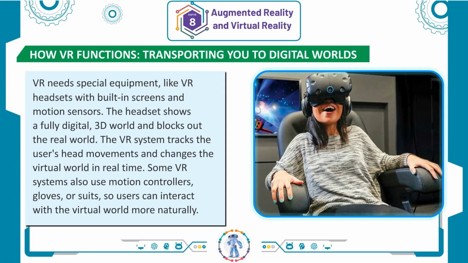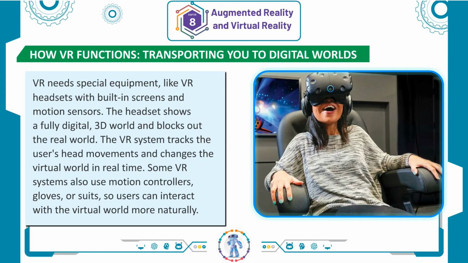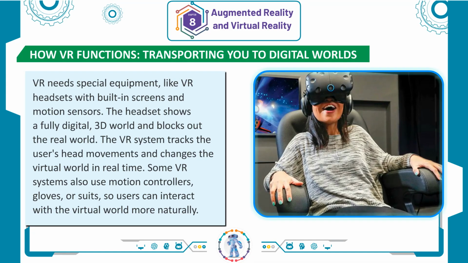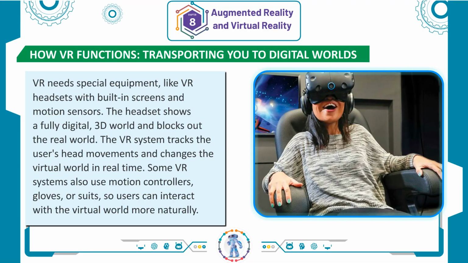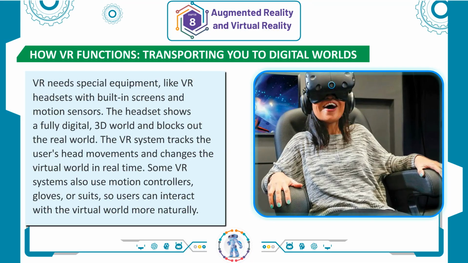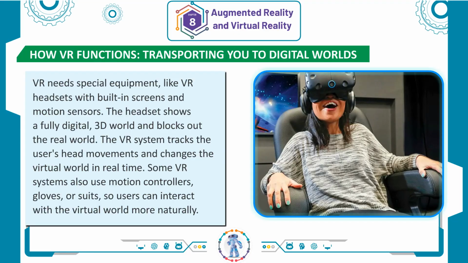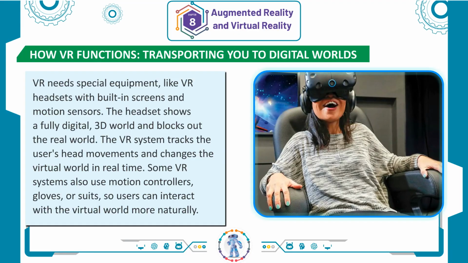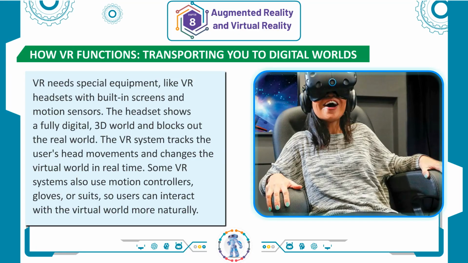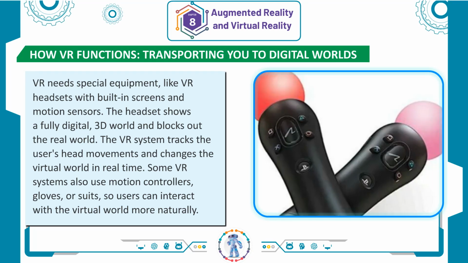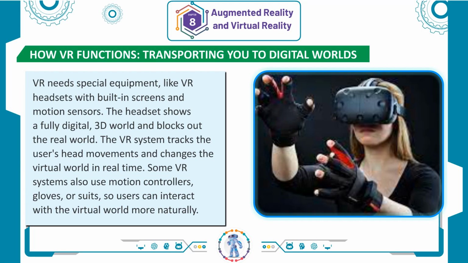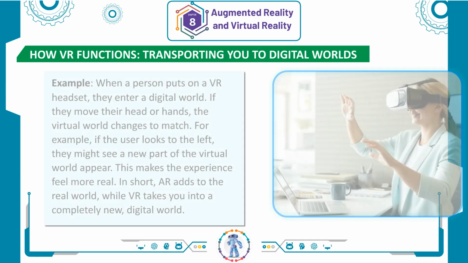How VR functions, transporting you to digital worlds. VR needs special equipment, like VR headsets with built-in screens and motion sensors. The headset shows a fully digital, 3D world and blocks out the real world. The VR system tracks the user's head movements and changes the virtual world in real time. Some VR systems also use motion controllers, gloves, or suits, so users can interact with the virtual world more naturally.